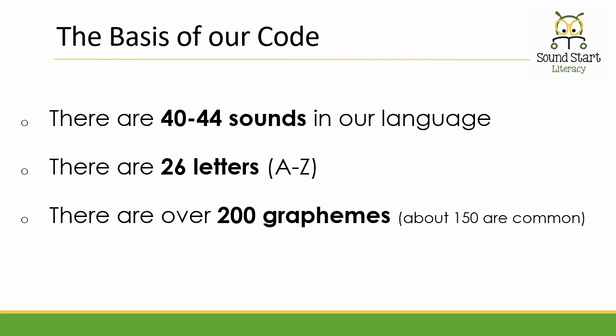Certain dialects, depending on where you live, will actually have fewer sounds than others. We also have 26 letters in our alphabet, but there are over 200 ways of representing those sounds, so over 200 graphemes. Now, this can be daunting for both educators and students, thinking about having to teach all of those different graphemes. But if we use a structured linguistic literacy approach, we can really orient all of our instruction around teaching the code based on those 40 to 44 speech sounds. So it's a much more manageable system and an easier way to organize instruction.